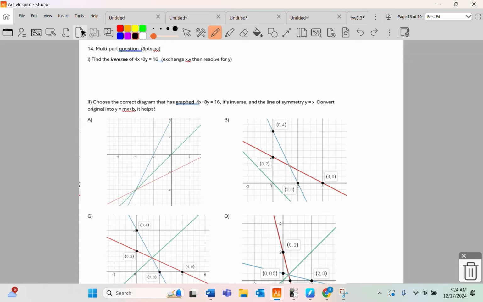This is the one I think I talked about during instruction that kids would just miss like crazy. Number 1, find the inverse of this thing. It just says exchange x and y and resolve for y. So if I exchange x and y, it becomes 4y plus 8x, and it's equal to 16. I'm going to resolve for y, so that's the inverse. 4y is negative 8x plus 16. Divide out the 4. So the inverse, y equals negative 2x plus 4. I just need to use correct notation.